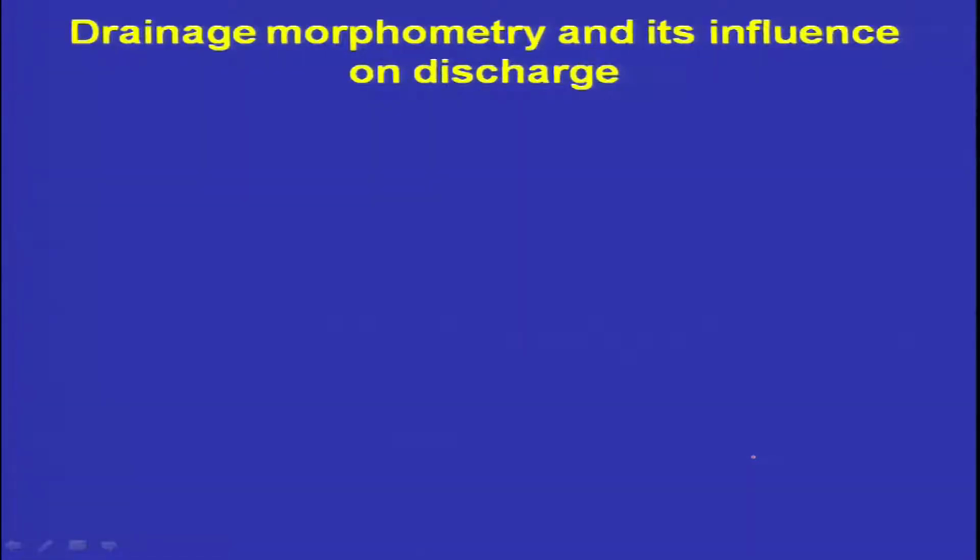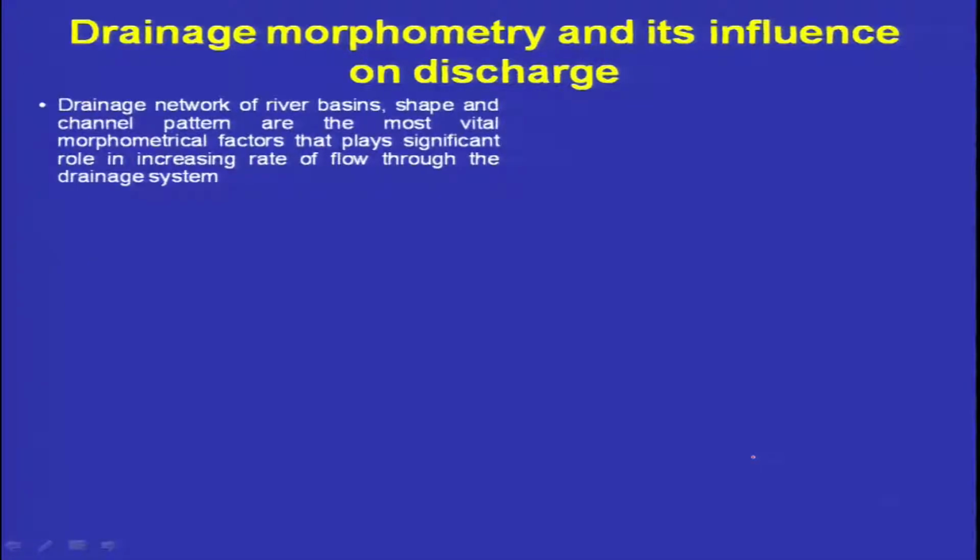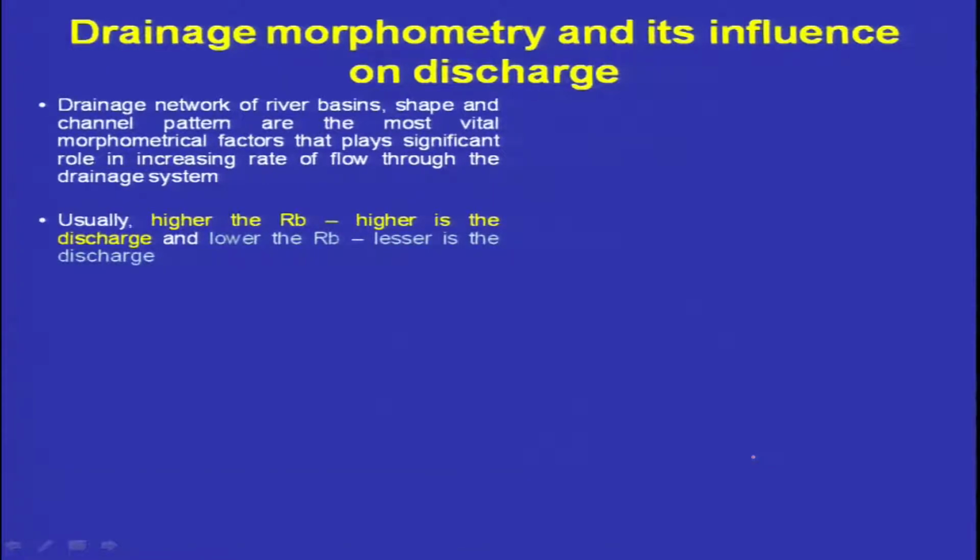Now, drainage morphometry and discharge. If you look at this, it is one of the examples which has been given here. Usually what has been seen is that a higher bifurcation ratio leads to higher discharge, and a lower bifurcation ratio leads to lower discharge.